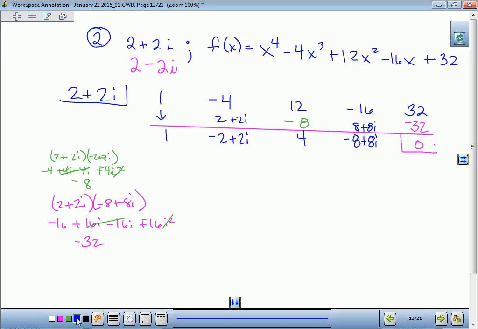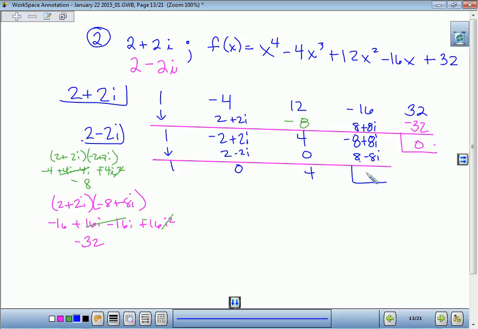All right, now let's do the next one. 2 minus 2i. So this is the one where everything gets pretty if we did it right. So we bring down the first one. We multiply, and oh, it's already getting nice. Because everything cancels and we get a 0. Oh, yeah. And then 0 times anything is 0, so it's still pretty. And then 4 times this is 8 minus 8i. And so we get 0.